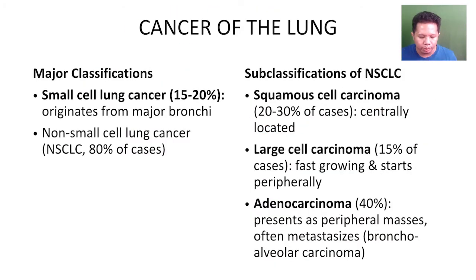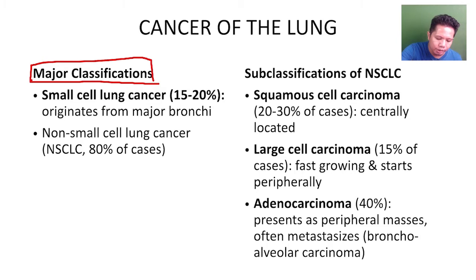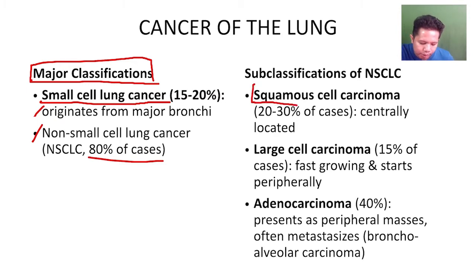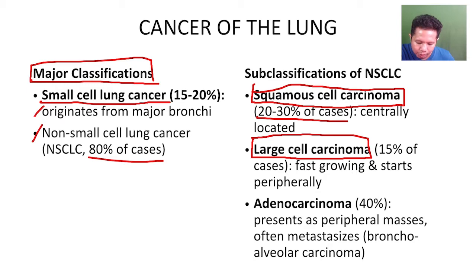Okay, we go to the next. So we have the major classifications for lung cancer. We have your small cell lung cancer, which comprises 15 to 20%, usually originates from the major bronchi, and then you have your non-small cell lung cancer, which is 80% of the cases. Okay, so we have our subclassifications: the squamous cell carcinoma, which is 20 to 30%, centrally located, it means within the midline. Large cell carcinoma, which is 50%, which grows fast.